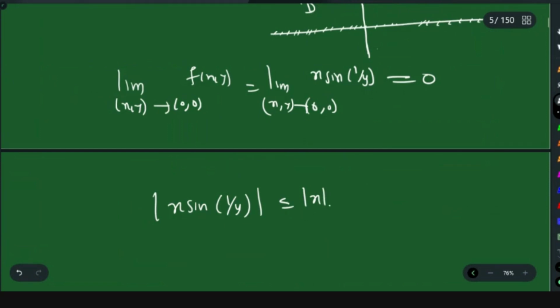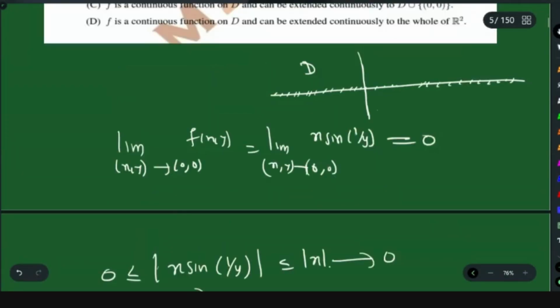Now as (x, y) is going to (0, 0), both ends will go to 0. Here it is always greater than or equal to 0, and as x tends to 0, mod x goes to 0. So using the estimate, the in-between thing also has to go to 0. So you can say the limit as (x, y) tends to (0, 0) of x sine 1 by y is 0.